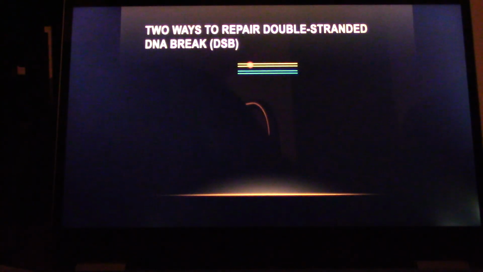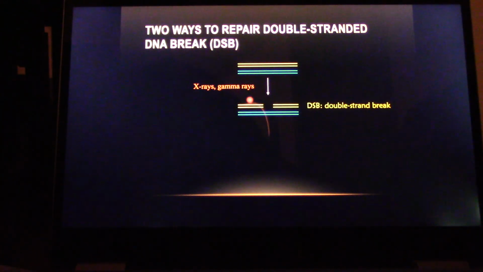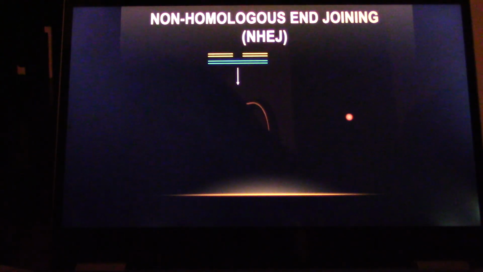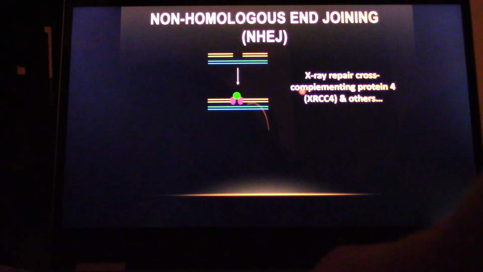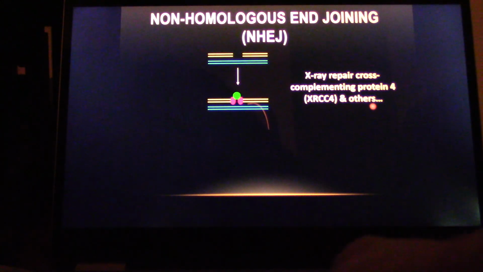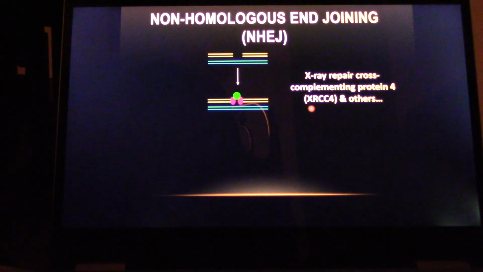What we're seeing here is one double-stranded piece of DNA, and here's the second double-stranded pair of DNA. We get X-rays, gamma rays. They hit them, boom, you get a double-stranded break. So non-homologous end joining involves some proteins that recognize that break. You get X-ray repair cross-complementary protein 4, or XRCC4 for short, and other proteins. So one of them is this XRCC4 protein that's going to recognize this damage and fix it.